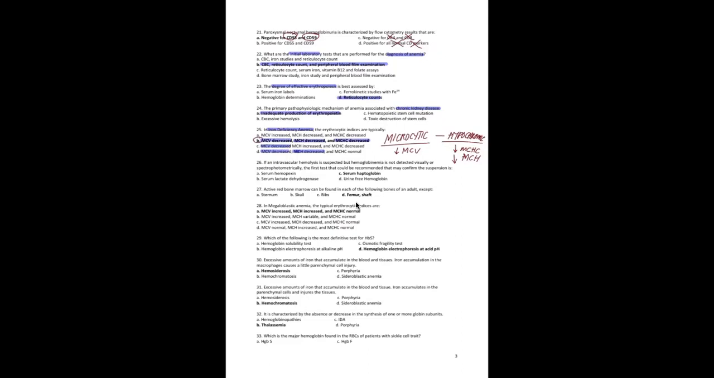Number 26. In your intravascular, sabi intravascular sa loob daw ng ating blood vessel. Hemolysis is suspected, but hemoglobinemia, sabi dito, meron daw pinanghihinalaan na intravascular hemolysis. But hemoglobinemia is not detected visually or spectrophotometrically. Ano yung kailangan nating i-check para malaman ito? Ang sagot po ay letter C.